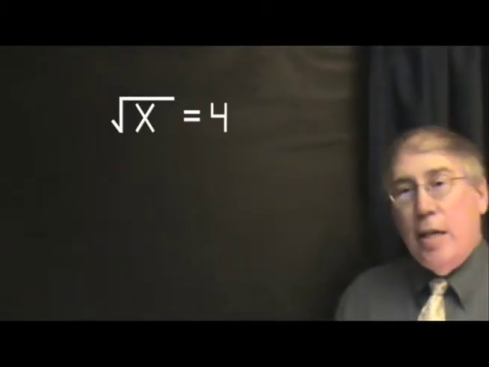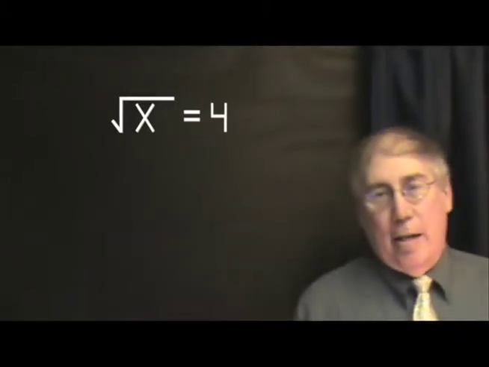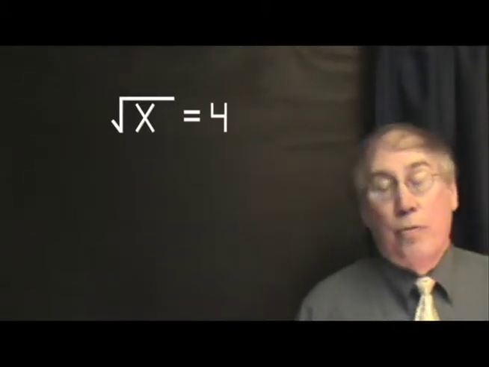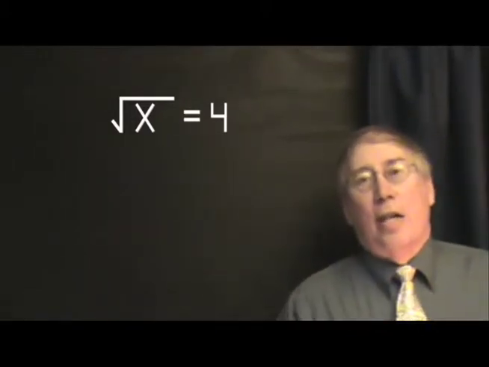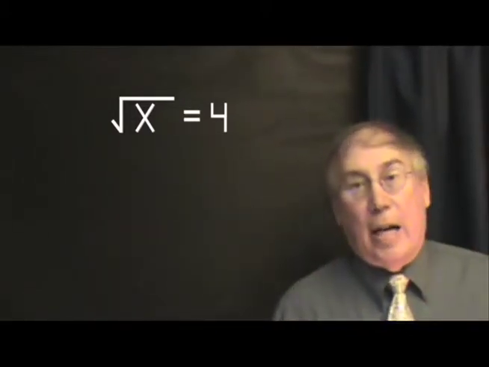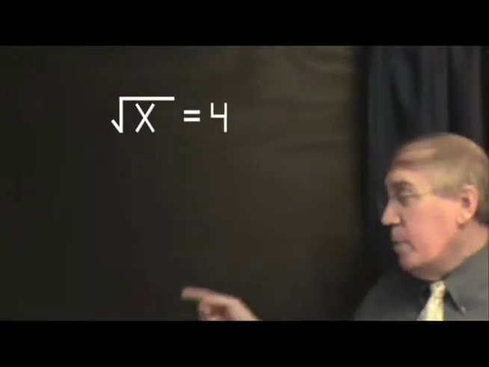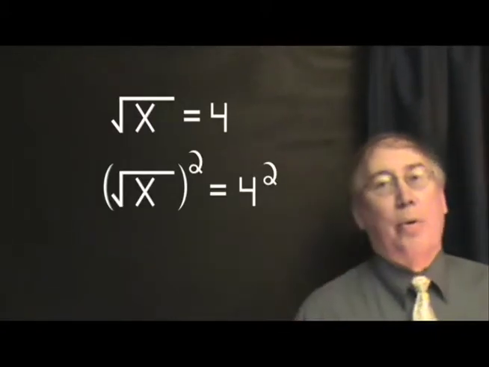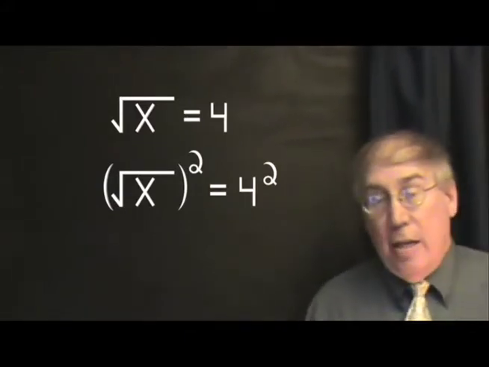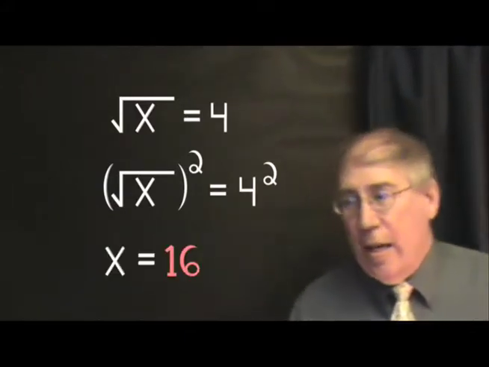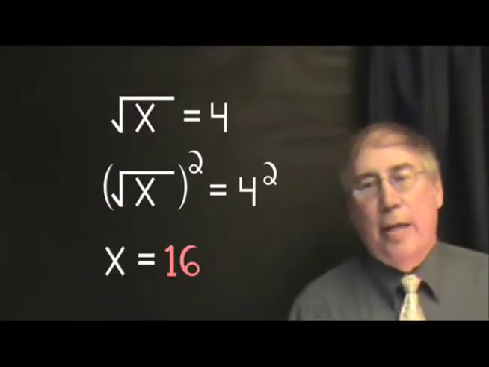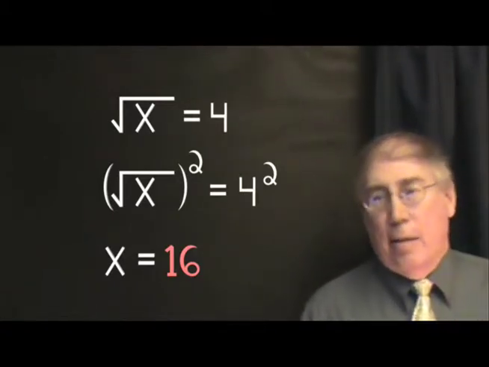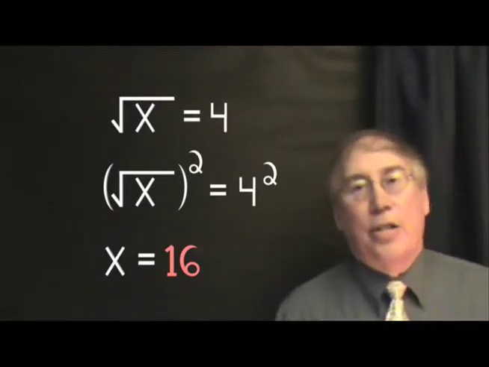Okay, so let's look at our first problem. Actually, we can use it directly. The square root of x equals 4. The trick is we need to square both sides. Now, what happens when you square the left-hand side? You're multiplying the square root of x times the square root of x, and as Euclid said, that just gives us x. And of course, 4 squared is 16, so we get x equals 16.